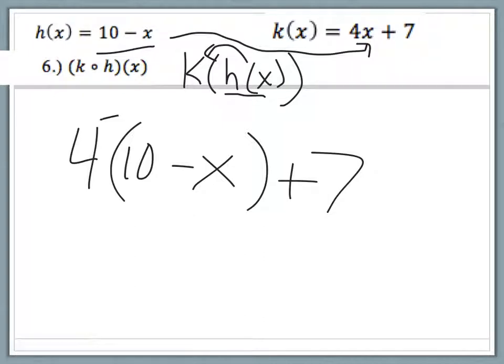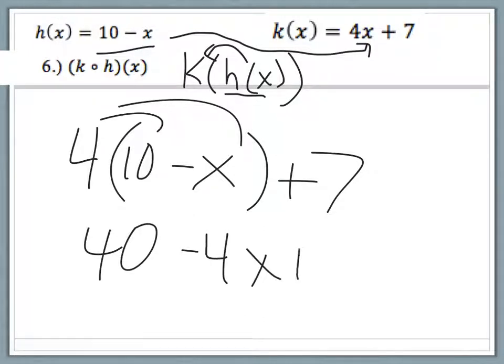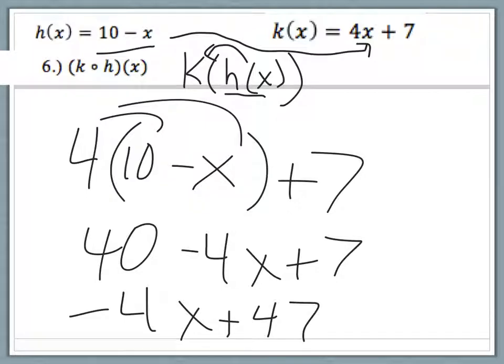Okay, then we'll go ahead and distribute. So this is 40 minus 4x plus 7. Then combine like terms, well, that's just negative 4x plus 47. And that is my final answer.